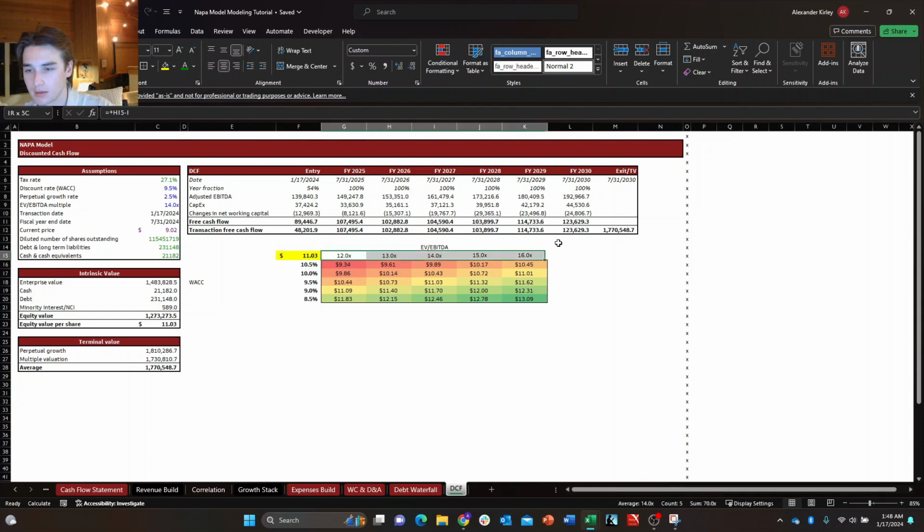Bold these, bold this, and preferably I don't want to see this, right? Oh, my bad. I don't want to see this, so I'm just going to make this white. And there is our sensitivity table.